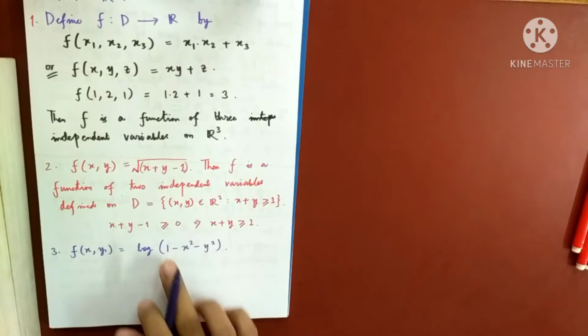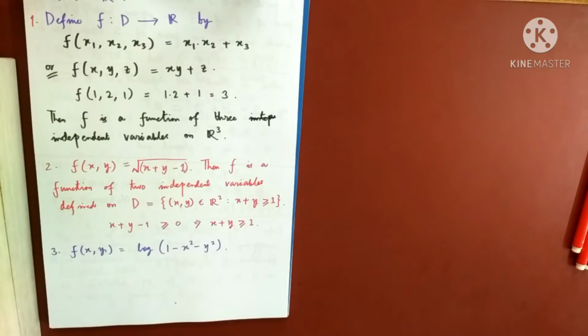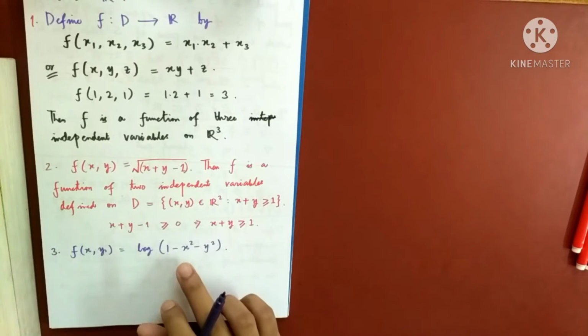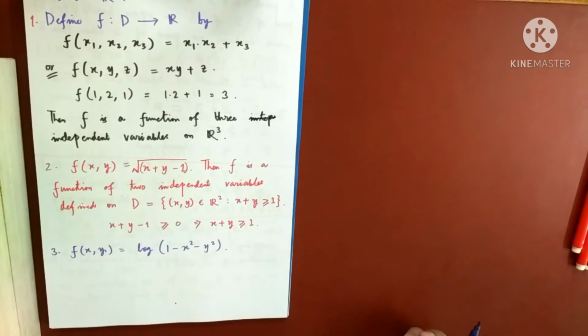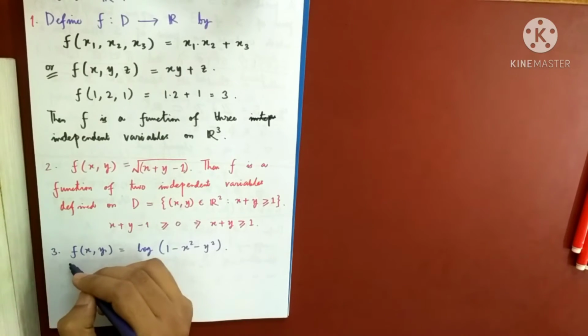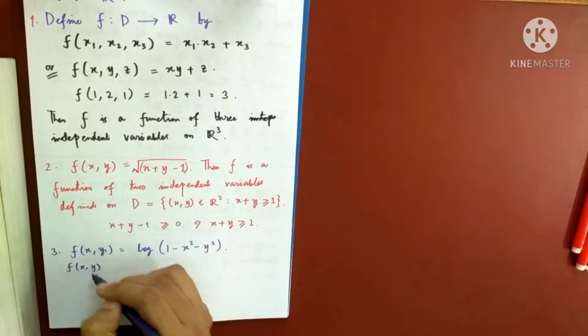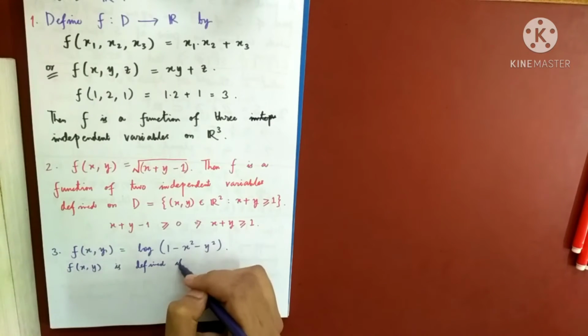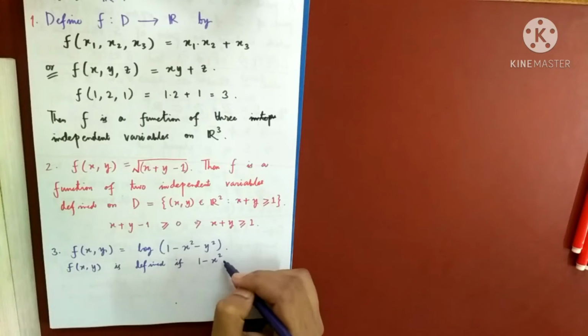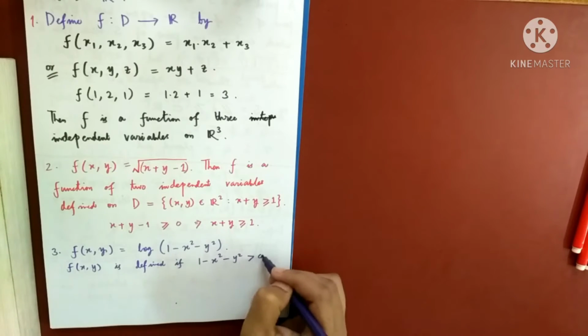Now you have to check the domain of this function. It will not give you all real numbers; you cannot input everything here. Like you see, you cannot input 1 and 1, because if you input 1 and 1 this will be negative, and log of a negative value is not defined. So f(x, y) is defined when the inside part is strictly greater than 0.